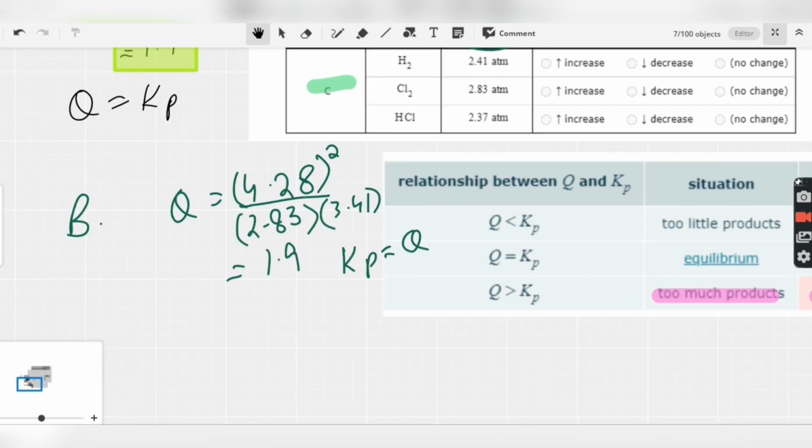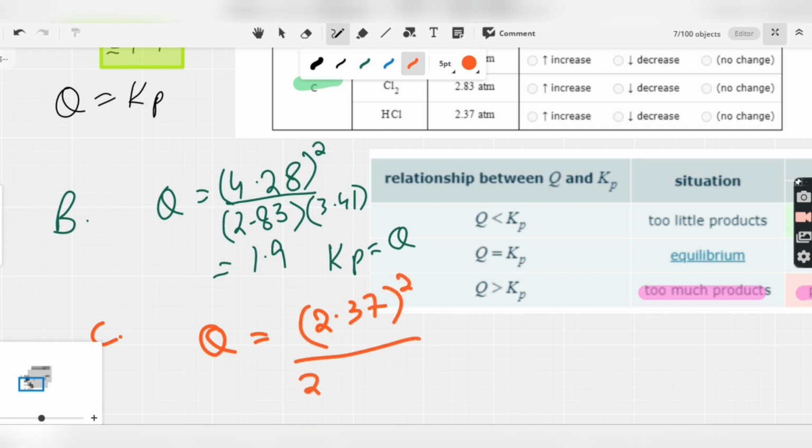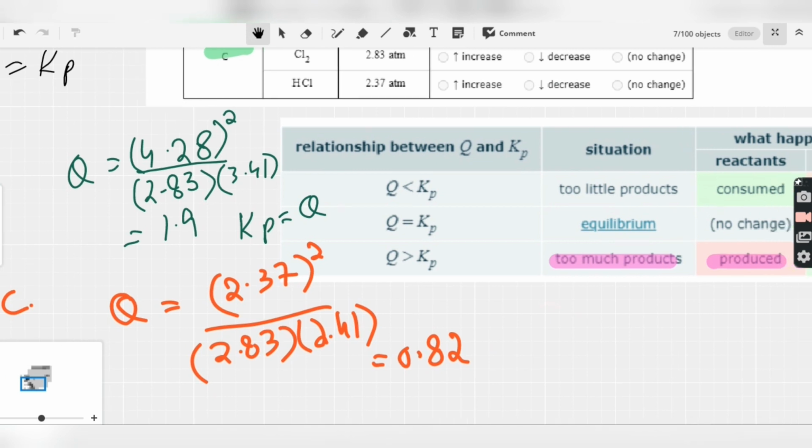Now in the third case, vessel C or vessel 3, here again Q is equal to 2.37 squared divided by 2.83 times 2.41. Here are the values. So when we calculate it, the answer will be 0.82.